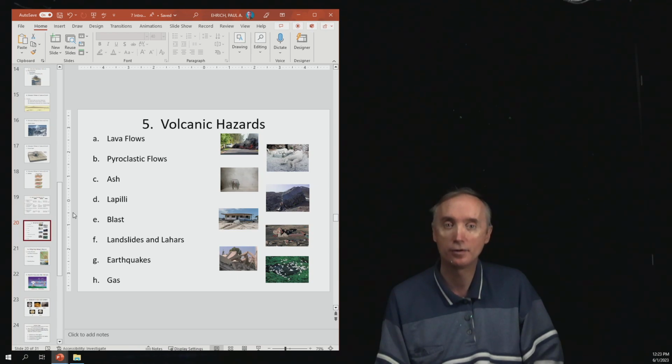You also have the pyroclastic flows that come out of a volcano, the ash that is produced, the lapilli, the blast wave, the shock wave that comes out of a volcano when it erupts, landslides and lahars, the earthquakes that it generates, and then poisonous gases that come out.